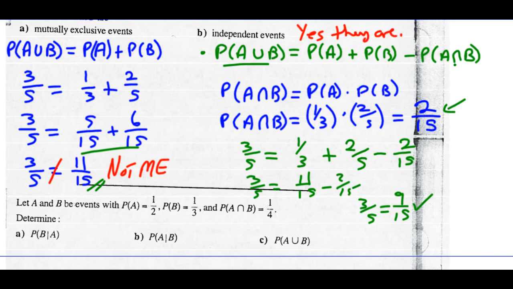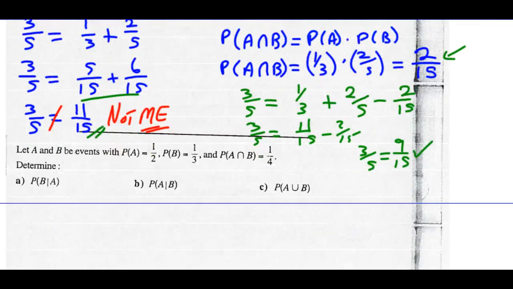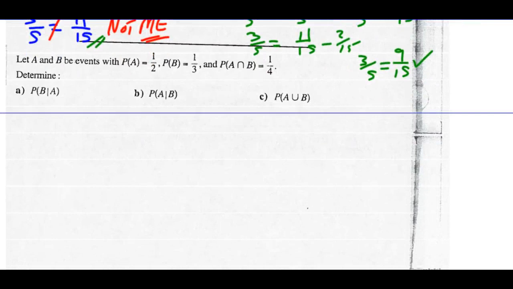So A and B are not mutually exclusive, but they are independent based on our formulas. All right. Last example.